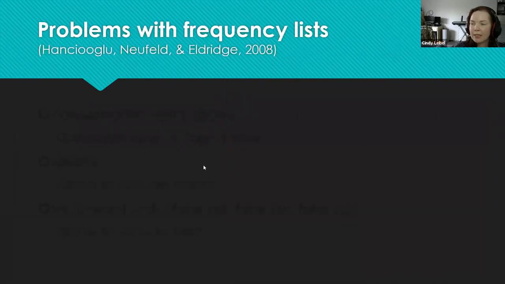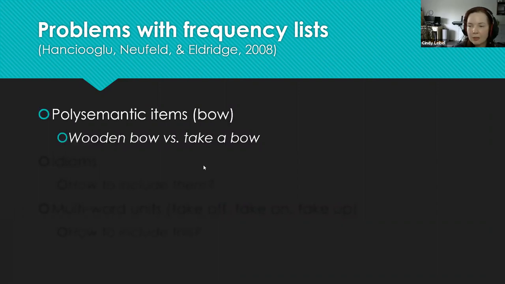And really, we've started to identify some problems with frequency lists. Like, how do we deal with polysemantic items? You know, a wooden bow versus take a bow.